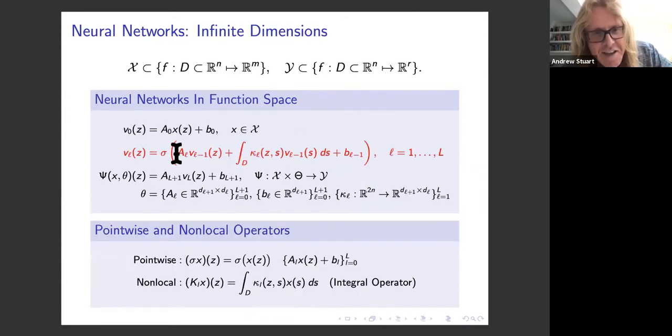Whereas here, these A_L's really act pointwise, so they are just finite dimensional matrices which act on the function v_{L-1} evaluated at z. So v_{L-1} at z is simply a vector. So this operation really is pointwise. Likewise, this is just a shift by a pointwise vector, the same one at every point z in space, whereas this is genuinely non-local. And likewise, the ReLU or other such monotonically increasing function is applied as a Nemytskii operator, so it is also pointwise. So the only non-local operation is this.